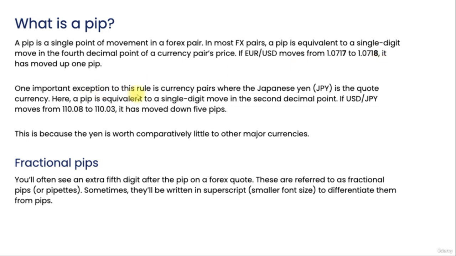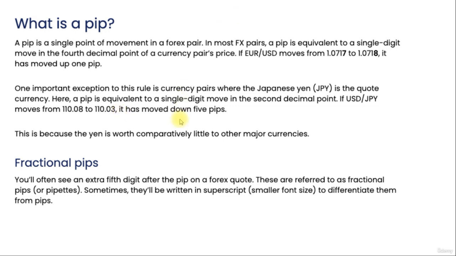One important exception to the rule is the currency pairs where Japanese yen is the quote currency. So here the pip is equivalent to a single digit move in the second decimal point. This is an important exception that you should remember. Let's say the quote currency is Japanese yen, and USD JPY, the pair dollar against Japanese yen, moves from 110.08 to 110.03, then you can say it has moved down by 5 pips, because the value of Japanese yen is worth comparatively little to other major currencies. That's why for Japanese yen we take the pip as the second decimal movement. Otherwise, for all other currencies we take the movement of the fourth decimal.